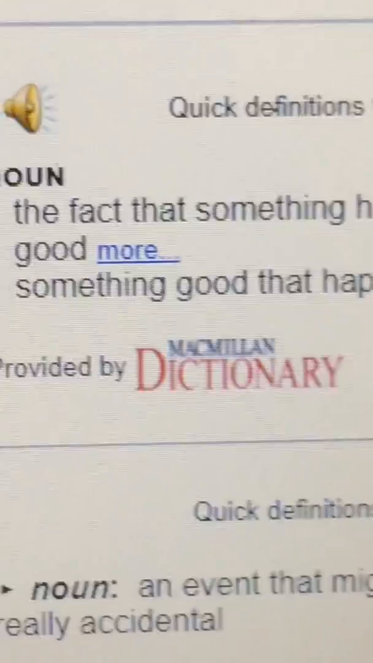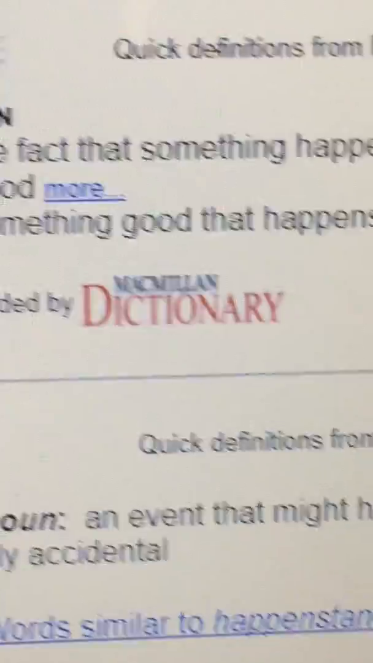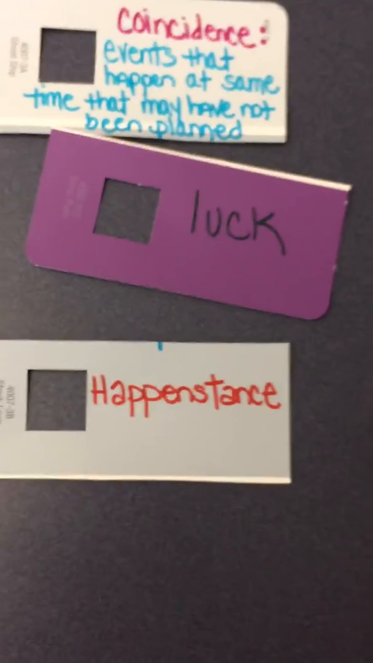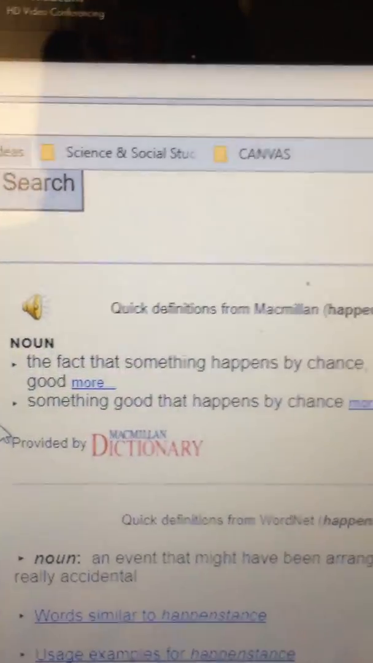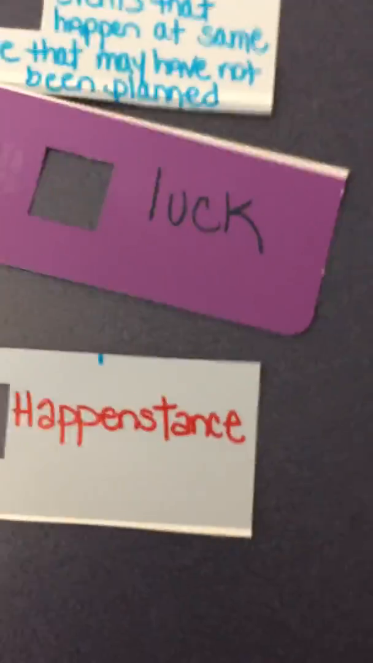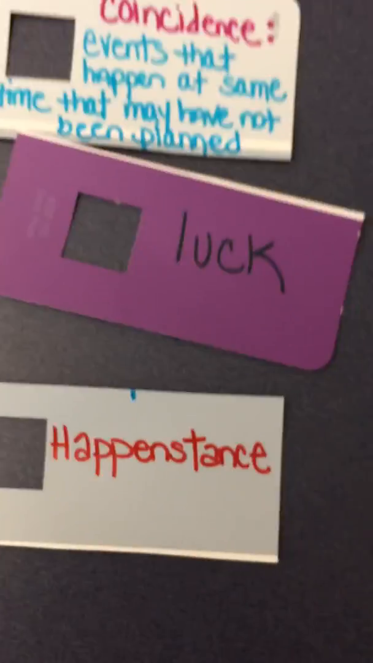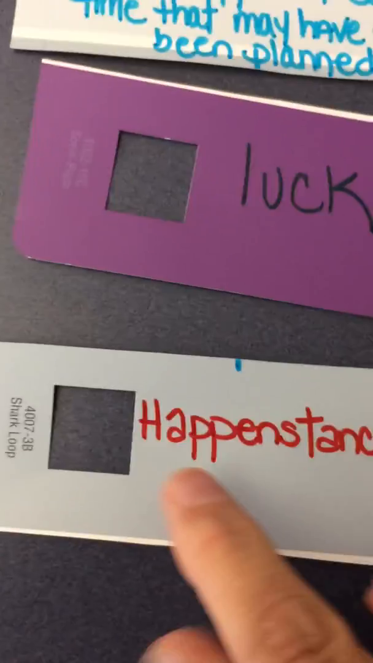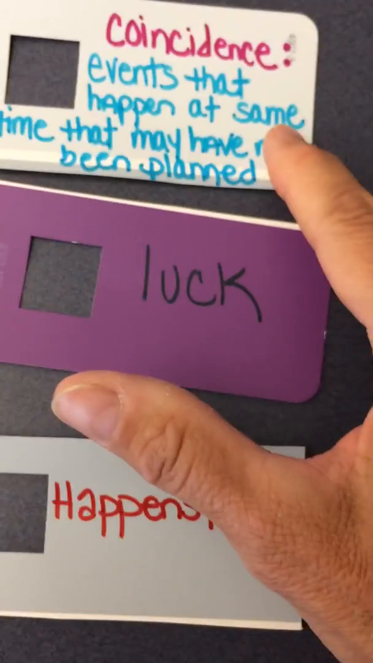Then I'm going to look at the definition and say, oh, I think that goes with coincidence. So on my paper, I'll put happenstance with that. Then I'm going to say, why did I choose happenstance? I may go back to the definition, which says it's the fact that something happens by chance. So I'm going to write why, but in my own words. Do not use the words on the computer. I might say, now this makes sense: things happen at the same time that weren't planned. So that's what I would write.